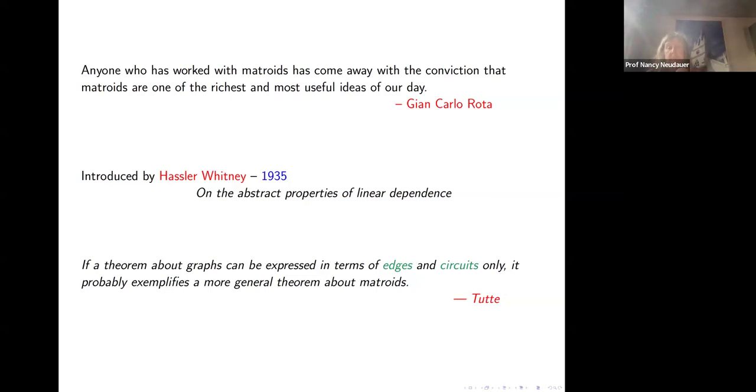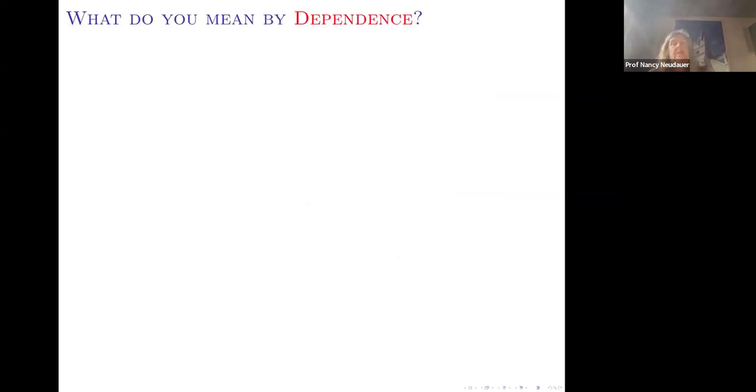And so I'm hoping as we go through this or after this talk, you can think about some results you know about graph theory, maybe from your own field, that only use edges and circuits. And then we can think about, oh, could we extend that to a matroid problem, or is that already known?